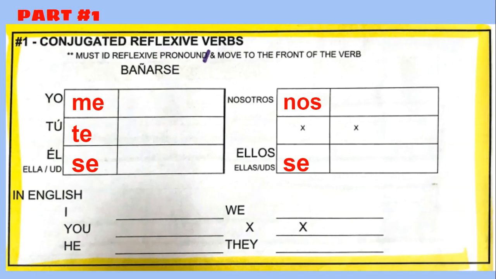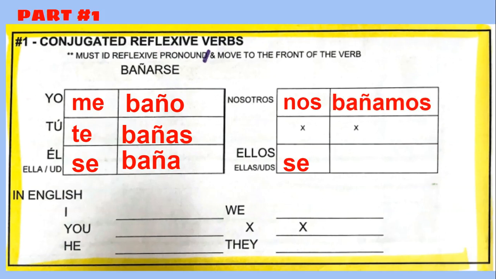And then I look what's left after I drop the se, and I'm left with an AR verb, bañar. So I drop the AR, and I add the endings for an AR verb. Me baño, te bañas, se baña. The whole thing sounds like this. Nosotros nos bañamos. Ellos se bañan.